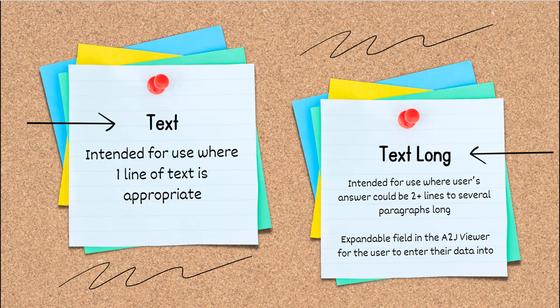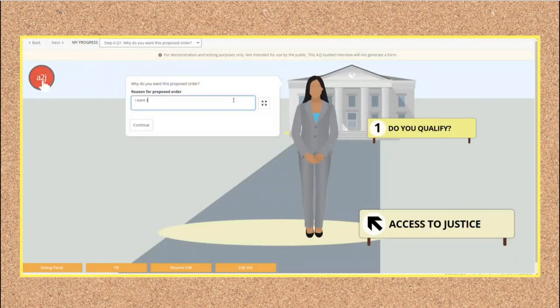So the text long field allows them a larger field on the screen, and it's expandable to let them see and type the entirety of their answer. This is true in the desktop and the mobile experience. Here's a quick video of the text long field as the user would experience it.